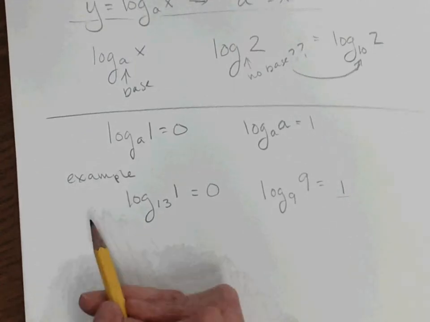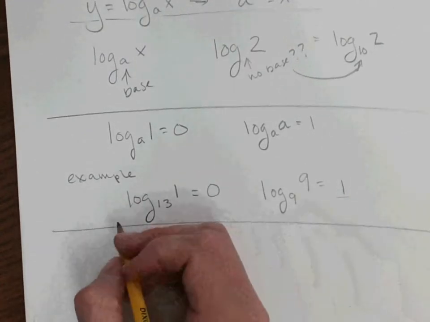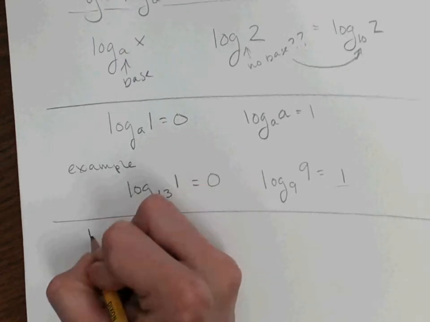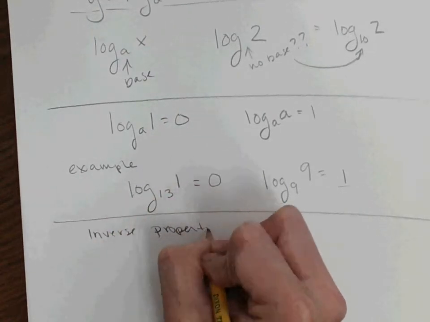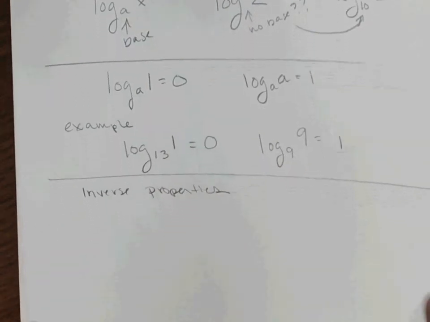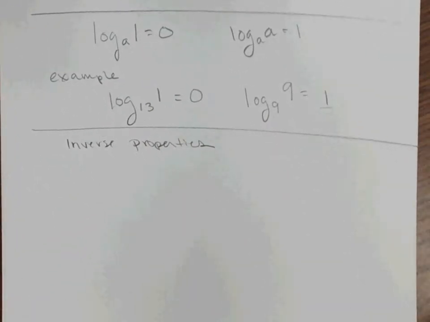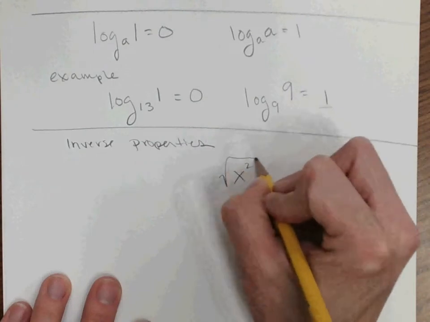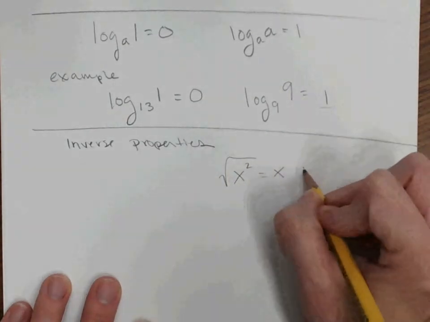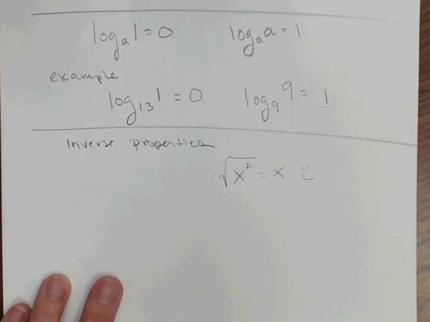So the next thing that we're going to look at is called the inverse properties. Now remember that a logarithmic function is an inverse of an exponential function, right? It undoes it, just kind of like a square root undoes a square, right? If I have x squared and then I take the square root of it, I'm left with plain old x. That same idea is going to happen here.